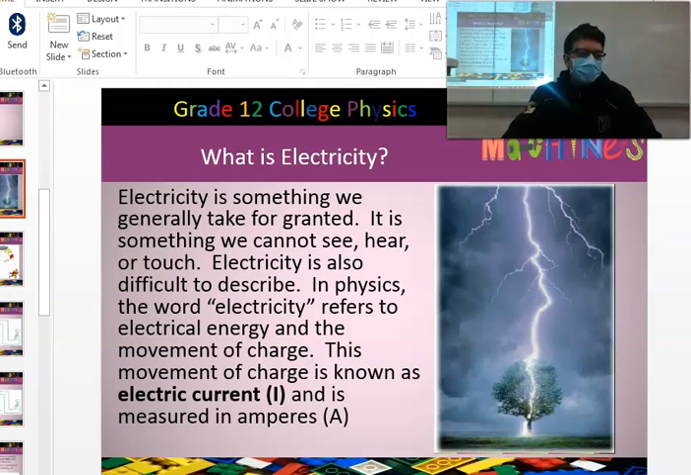All right, so we're going to continue then with some terminology. Now in physics, electricity refers to electrical energy and the movement of charge. When charge moves, we call this current. We give current the symbol I as the variable in a mathematical equation. And when we measure current, our SI unit for current is the ampere. So for example, I equals 3 amps, or 3A, capital A.